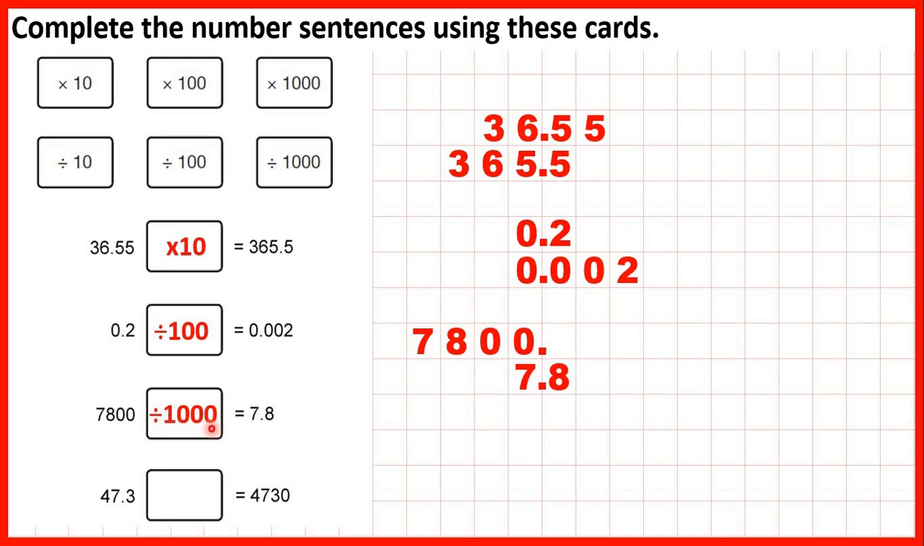has 3 zeros. And finally, we have 47.3 and 4,730. So again, because it's a whole number, we write that with the decimal point at the end, and we can see digits have moved 2 squares to the left, so that's multiplying by 100.